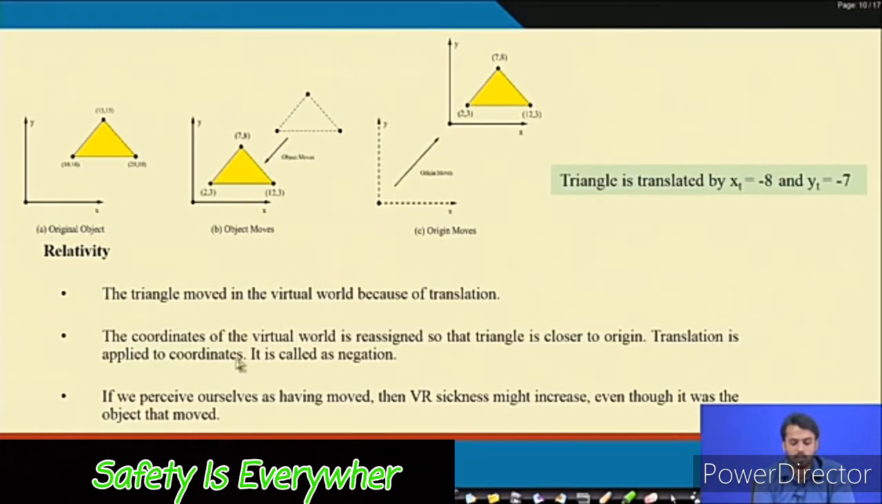When translation is applied to the coordinates, it is called negation. If the original coordinates were (10, 10), (20, 10) and (15, 10), and the triangle is translated by xt = -8 and yt = -7, then giving xt = -8, 10 minus 8 is 2. Similarly on the y axis, 10 minus 7 is 3. So the transformed coordinates of the triangle are (2, 3), (12, 3) and (7, 8).